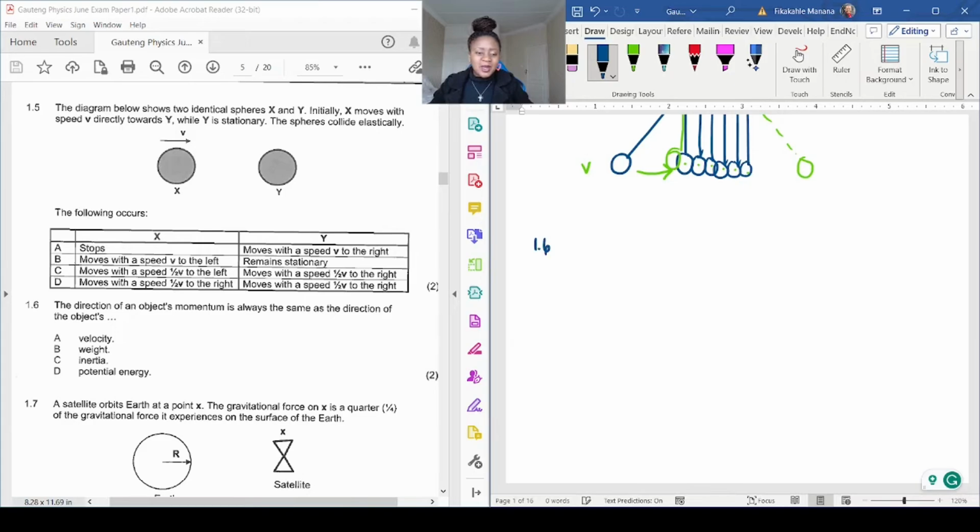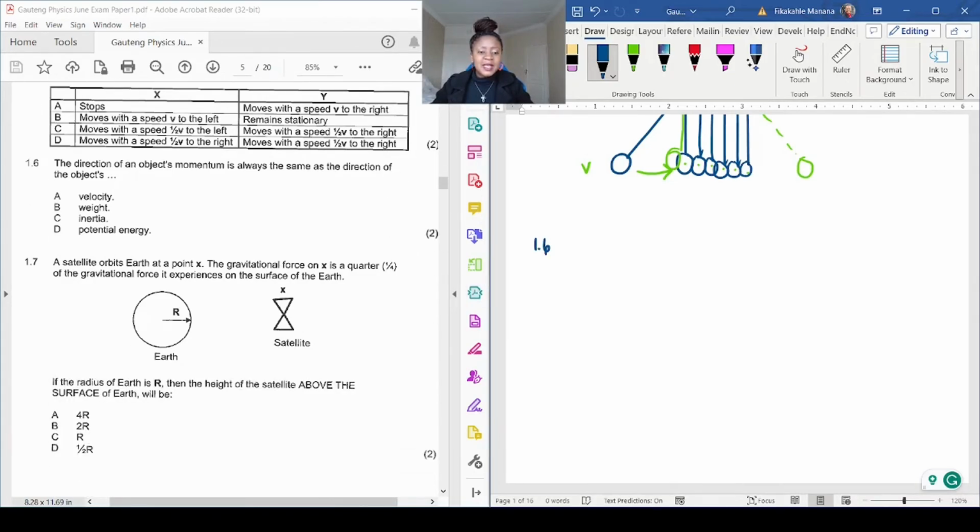1.6, so we are past halfway. Now it says the direction of an object's momentum is always the same as the direction of the object's. Now momentum, remember the formula is mass times velocity, and velocity has direction, right? Because mass is a scalar. So now the object's momentum is always the same as the direction of the object's velocity. I would go with it.